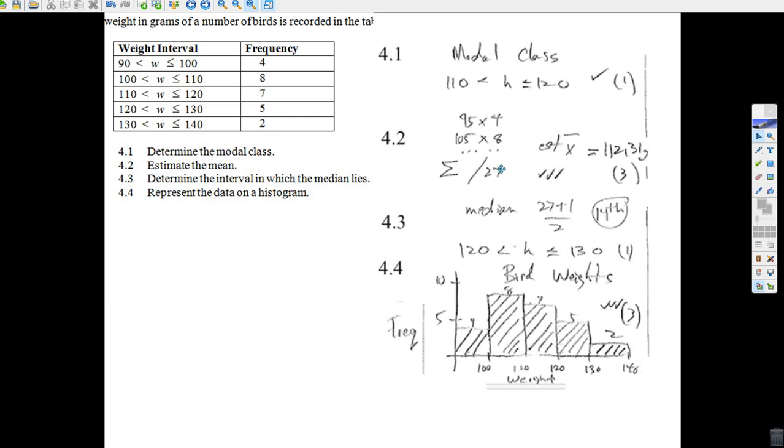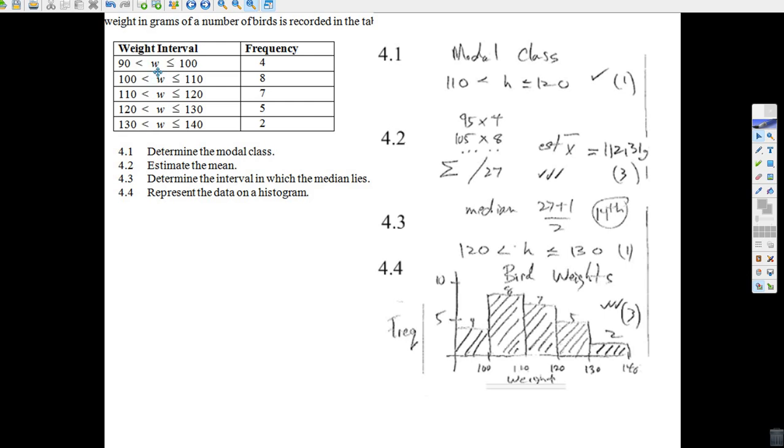That easy. Now the next question, what you have to do is go to the midpoint of each one of these things. We don't know. It says estimate the mean. Well, you could do it a long way. This is how you do it, but your calculator does it. You know there's 4 birds, but you don't know how much they weigh. So you go to the middle, 95, and go times 4. And then 105 times 8, and 110 times 7, and so on. And you add it all up, and you divide by the 27 birds there are. But your calculator does all the work.